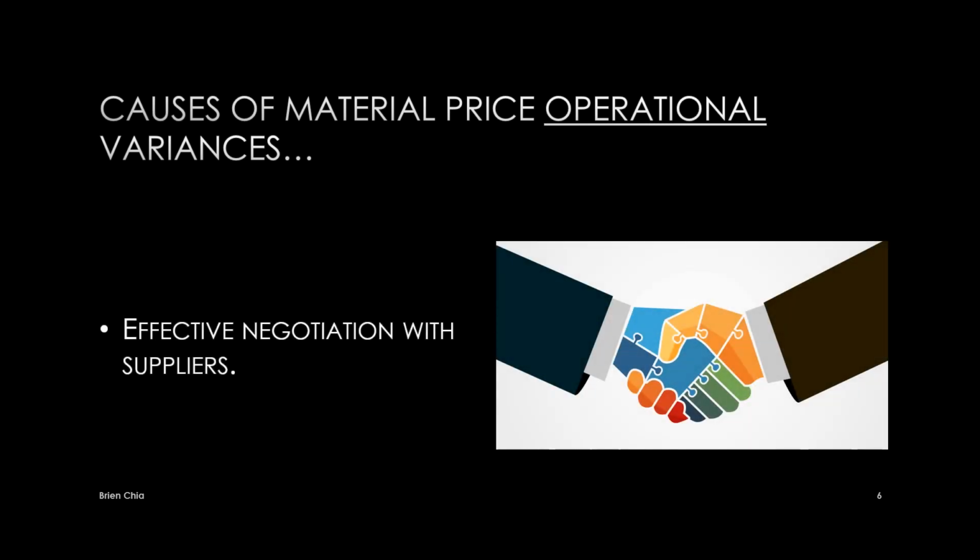Secondly, it is also affected by negotiation. If the purchasing function successfully negotiates a lower price for a certain standard of material, that will lead to a favorable operational variance. On the other hand, if the purchasing function was not effective in their negotiations, then your variance will now be a bit adverse.